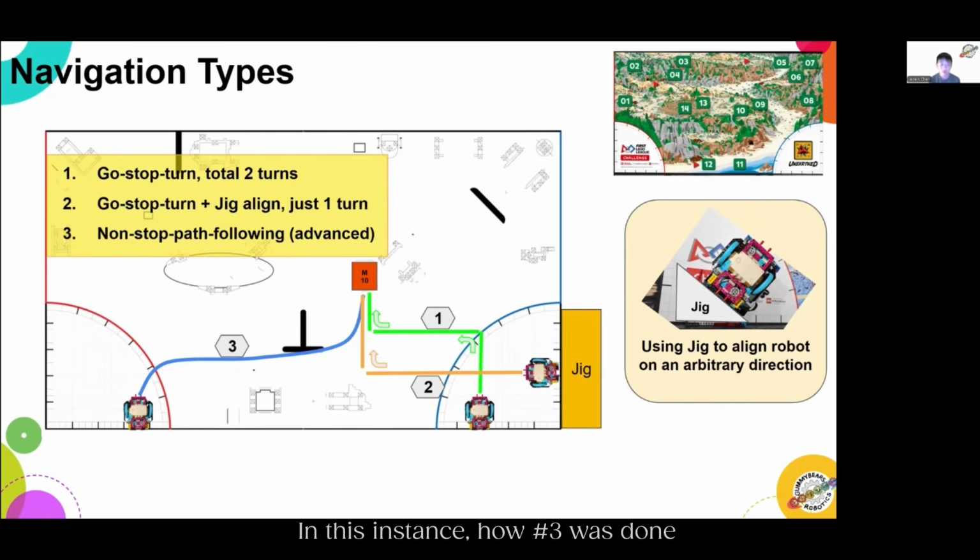In this instance, how number three was done is the powers of each wheel were graphed out when following the path. Then plotting this out and using a line of best fit, you can assign an equation for the power of each wheel and plug this into your program. This also requires using Python instead of just word blocks. And as you might tell, it is a lot more complex, takes more time to tweak, but in the end result it could make your robot navigation a lot more smooth and faster.